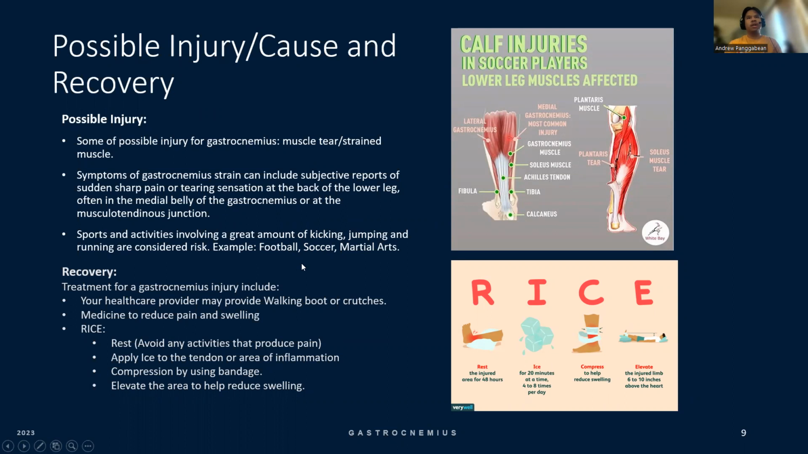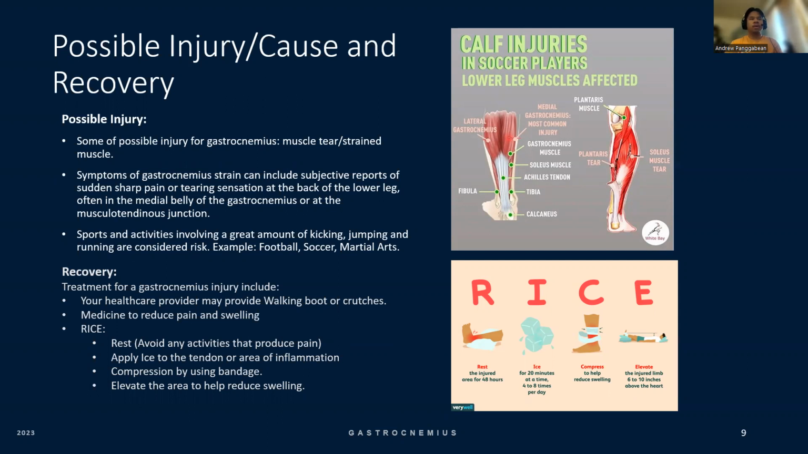And usually the common injuries happen in sports or activities that involve a great amount of kicking, jumping, and running, which are also considered risks. Some examples would be football, soccer, martial arts, or any sports that are related to running, playing basketball, or kicking a ball or something like that.